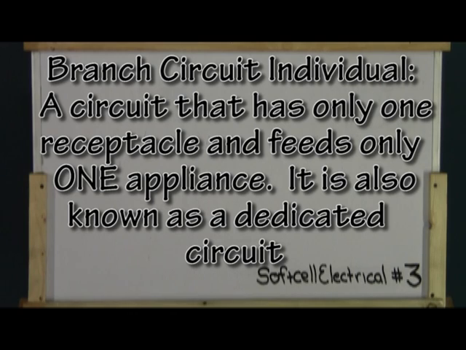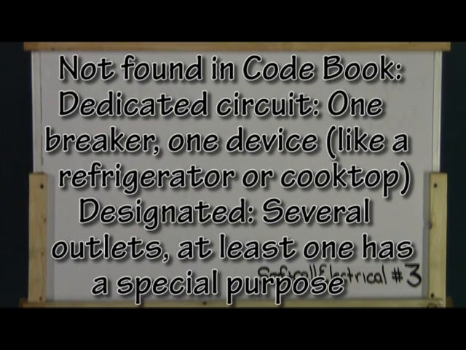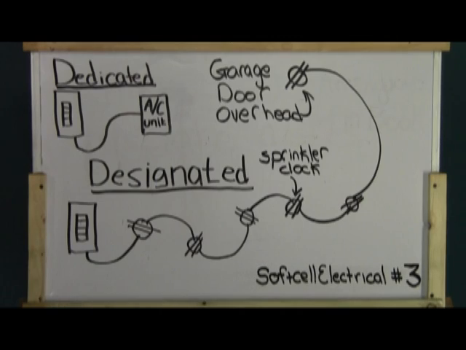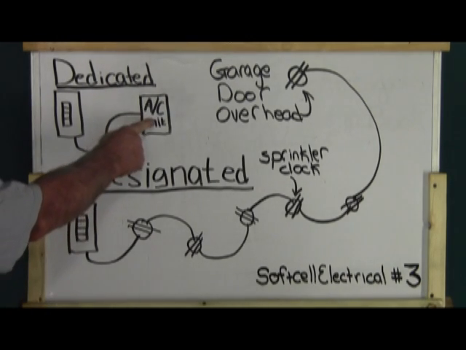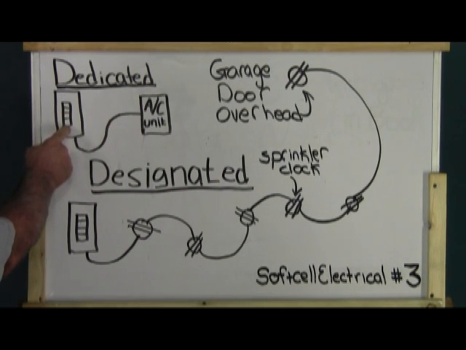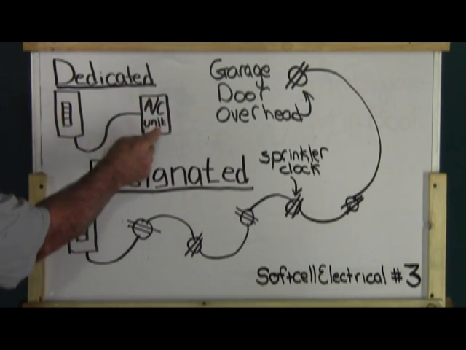We come to branch circuit individual. Now this is a very important circuit because it has only one receptacle and supplies only one appliance. An example would be a refrigerator, an overhead microwave, or perhaps a dishwasher disposal, which brings me to something that is not in the definitions portion of the book, but you need to know. That would be the difference between a dedicated circuit and a designated circuit. A dedicated circuit would be a refrigerator, an overhead microwave, perhaps a dishwasher disposal, or even an air conditioning unit. But basically, you have one breaker from the panel that goes to one device.